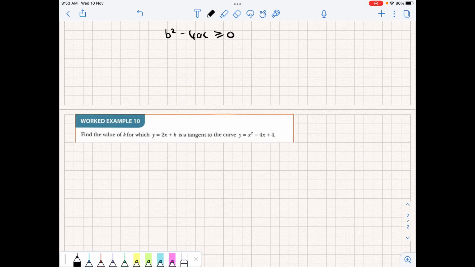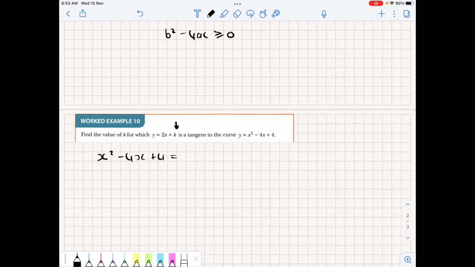Okay, so let's look at some examples. Here we have the equation of a straight line and a quadratic, and we want to find the values of k for which this is a tangent to the curve, so only one point of intersection. If you consider what we're doing, as we change k, we are shifting the straight line vertically up or down, and depending on how high or low we shift it, it could intersect at 2 places, 1, or even 0. So let's first of all equate the two equations together.